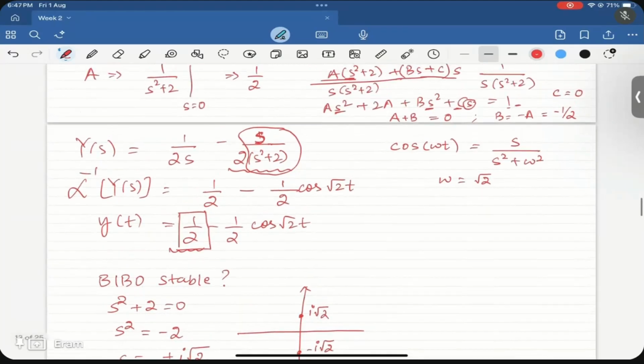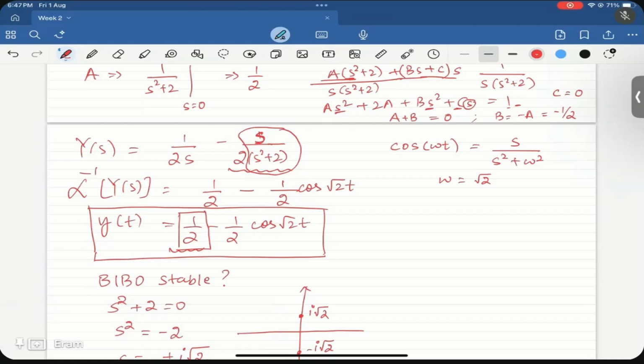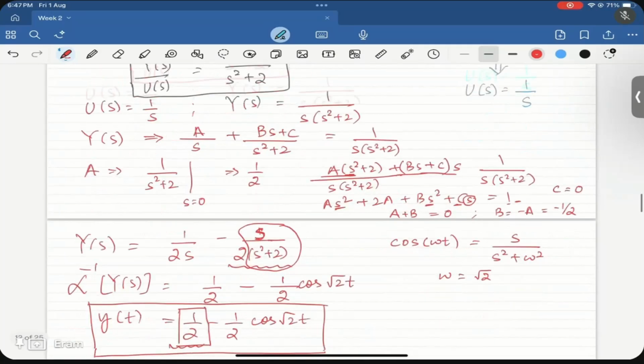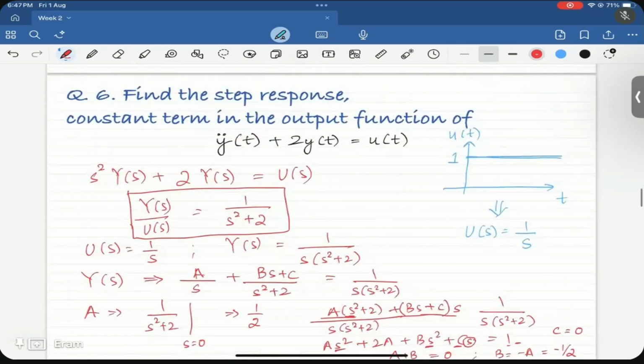Even though it may seem that the output is bounded, the output is bounded for which input? What input have we provided? Unit step. So for this particular input, it may seem that the response is bounded. But BIBO stability says that the output should remain bounded for all bounded inputs. So is this the only bounded input that we can give to the system? No.